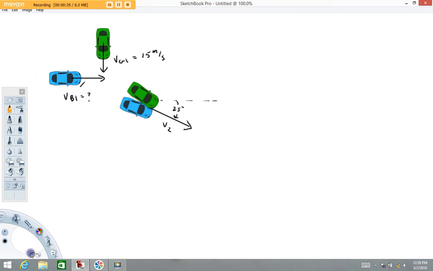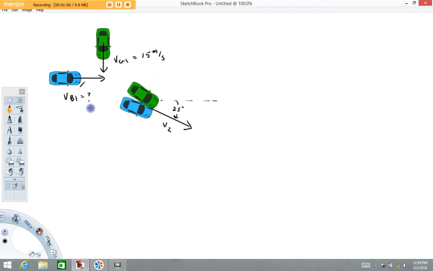Right. Now imagine that these cars impact and move off as one mass in such a way that their velocity vector that I've called V2 makes an angle of 25 degrees with the positive x-axis here, or the direction, I guess, east in a north-south, east-west sense. And what we're going to try to calculate from this information is VB1. How fast was car 1 moving?